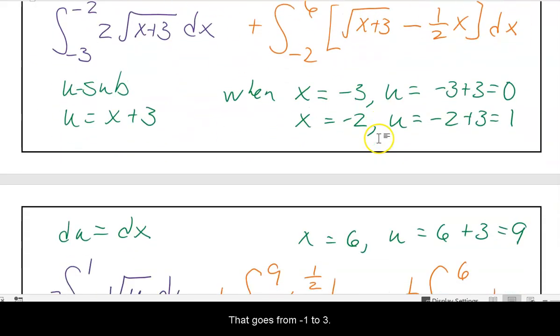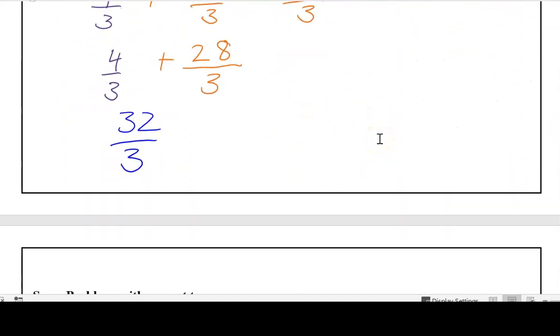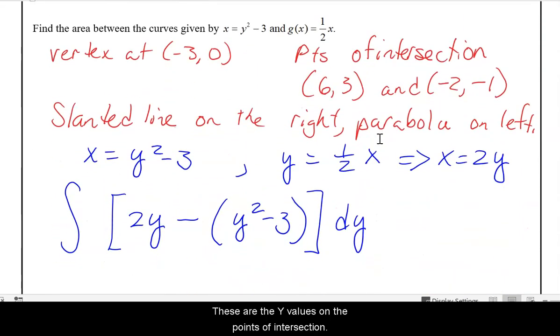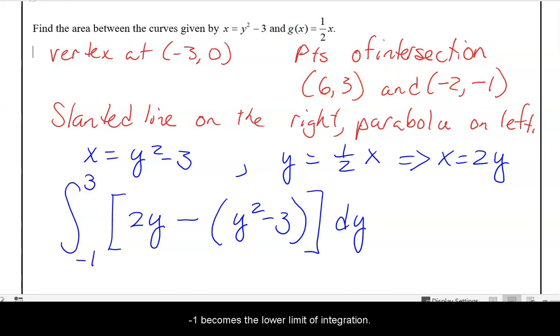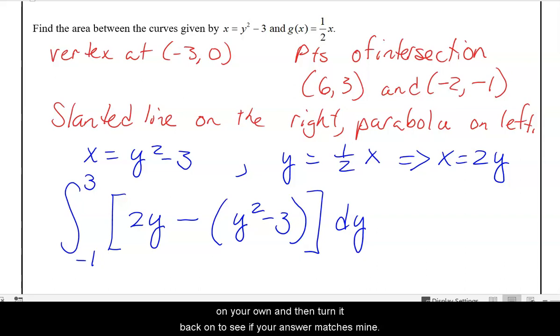That goes from -1 to 3. These are the y values on the points of intersection. -1 becomes the lower limit of integration and 3 the upper. Now that we have the integrand complete and the limits of integration in place, pause the video, do the work on your own, and then turn it back on to see if your answer matches mine.